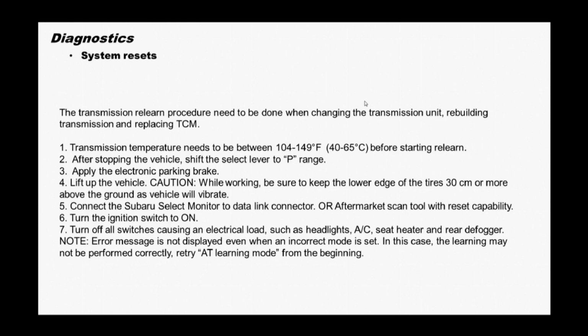After stopping the vehicle, put it in park. Apply the electronic park brake. Lift the vehicle up off the ground. Connect your scan tool to it. Turn your ignition switch to the on position. Engine still running. Turn off all other switches causing electrical load, such as headlights, AC, heated seats, rear defroster.